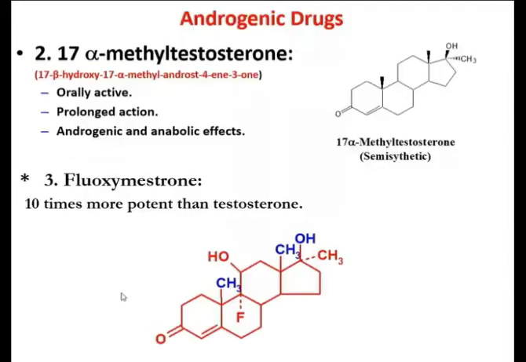Now, let us look at some androgenic drugs. 17-alpha methyl testosterone: a methyl group is added at this position. This job is done by pharmacists. Now this is orally active, with prolonged action, and androgenic and anabolic effects. Now fluoxymesterone: they have added a methyl group and fluorine here. It is 10 times more potent than testosterone.